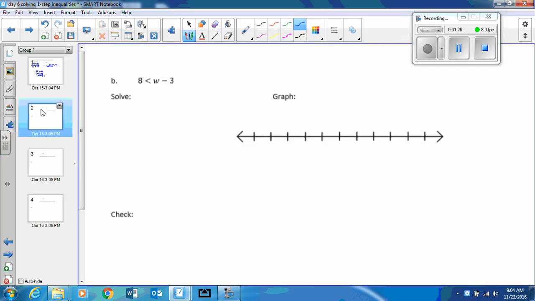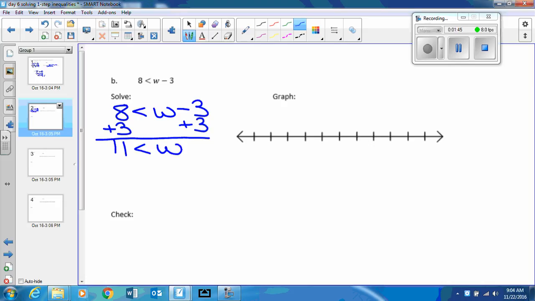Looking at our next example, 8 is less than w minus 3. On the same side as w is the number 3, attached by subtraction. So my inverse would be to add 3 to each side. 8 plus 3 gives me 11 is less than w.